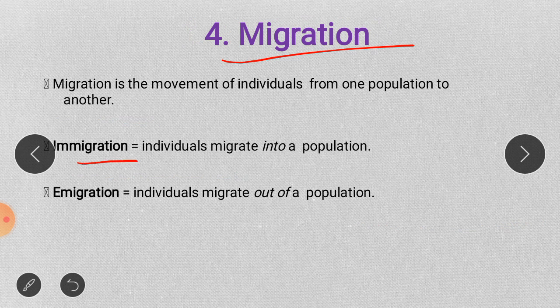Okay. Immigration means what? Individuals migrate into a population from another population. These individuals move into your population. And emigration means individuals migrate out of a population. Okay, so they are leaving the population.